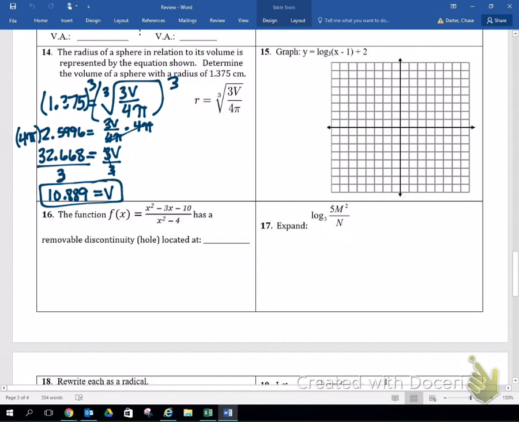Beauty of our semester exam is this is also a multiple choice. So if you completely blank on how to do this, you can plug in A, B, C, and D for V and see which one comes out to pretty close to 1.4. Because they're not going to be close enough that you're going to struggle to figure out which one's the rounded answer. On to 15. 15 here asked me to graph.